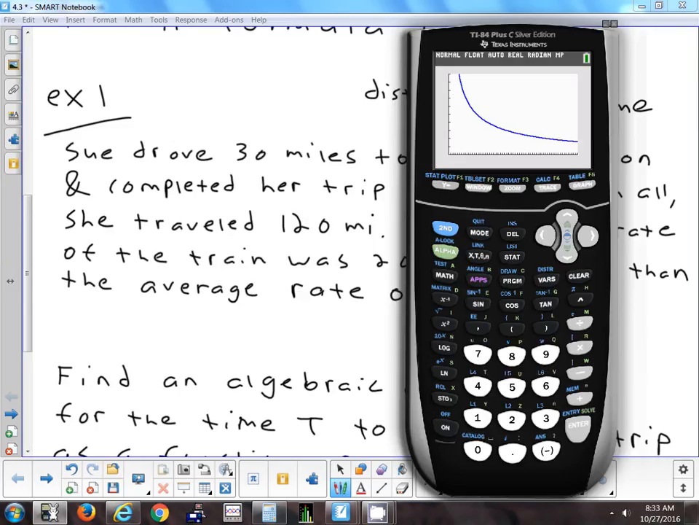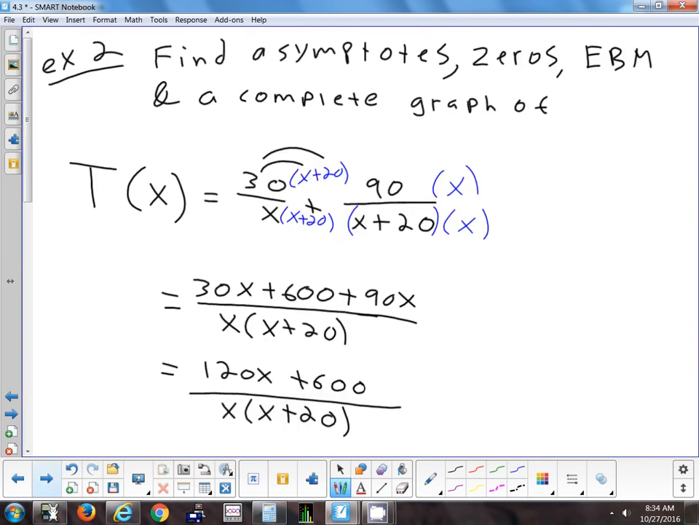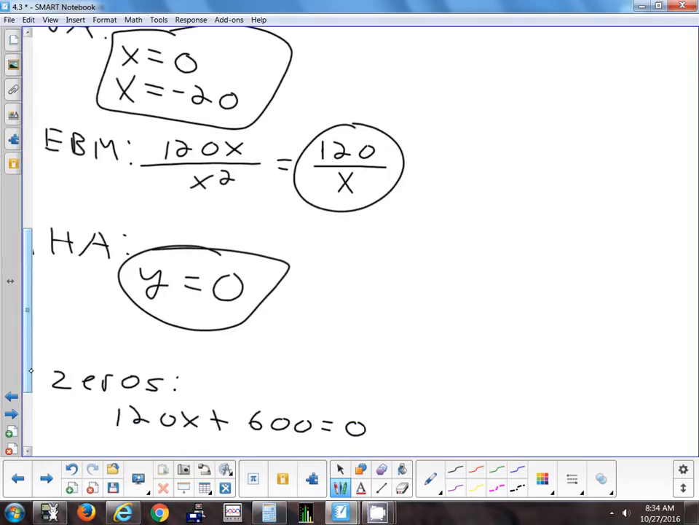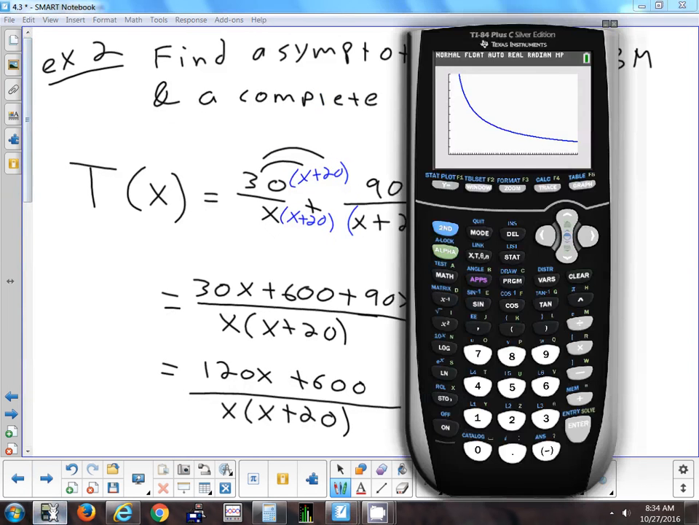That's fine. Okay, so notice what's happening to the time it takes her to complete the trip as she goes faster. Yeah, it decreases. And the horizontal asymptote in this problem should really make sense that it's approaching 0, because the faster that she goes, her time is getting closer and closer to 0. Okay, it's getting smaller and smaller. Right, so any questions on the graph?